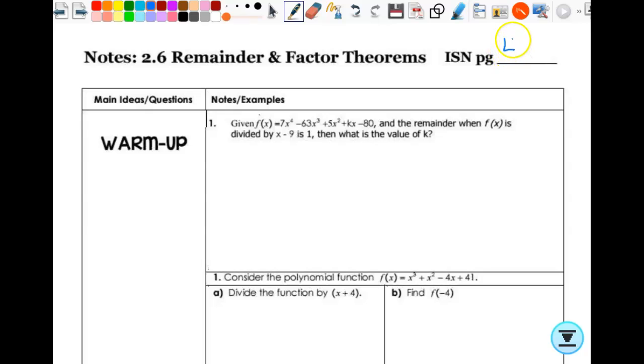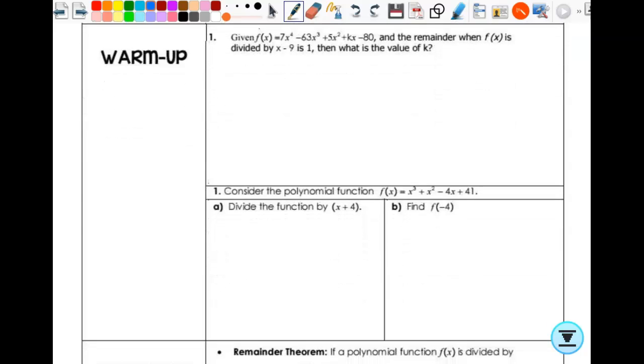Okay, this is going on page 46 when we're done. So we're going to do a little warm up here. We're going to review doing the synthetic division from yesterday. So this says you have this function and the remainder when f of x is divided by x minus 9 is 1, then we want to find the value of k.